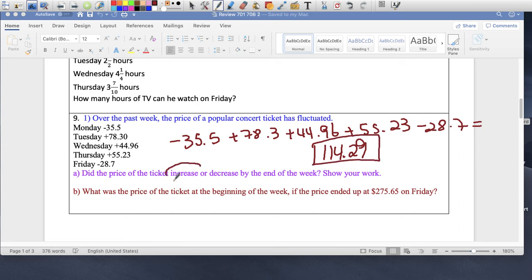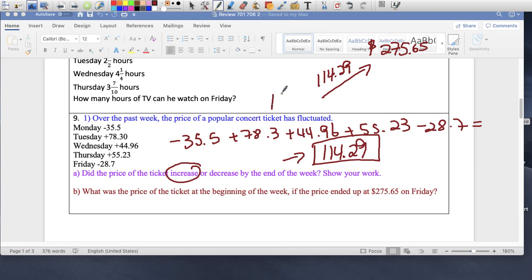So the price increased, yes, increased by how much? Not that much. So let's see, what was the price of the ticket at the beginning of the week? The price ended at $275.65. So remember, there was an increase, it went up by 114, which means that on Friday it ended up being 275.65.